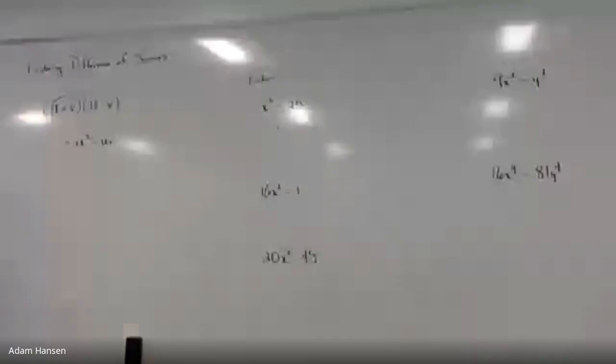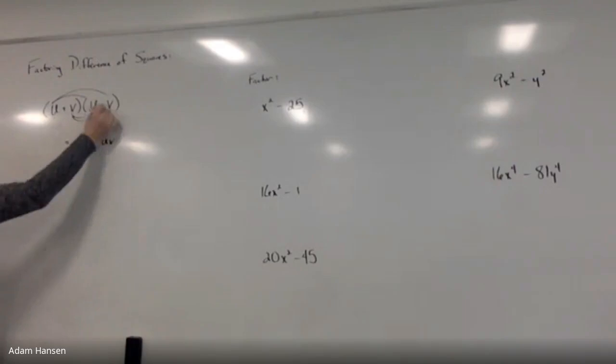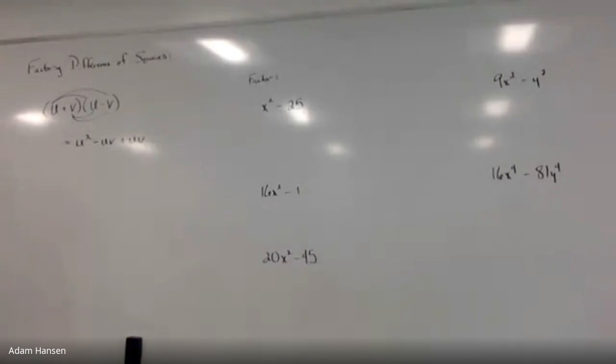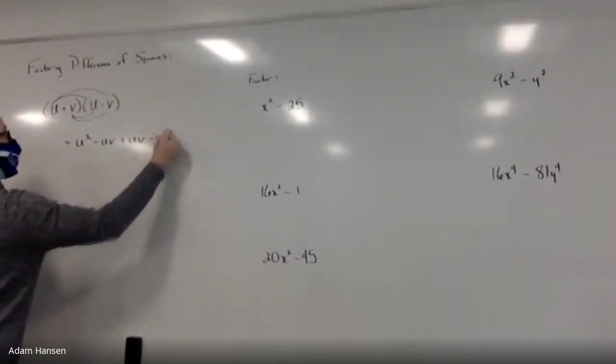I want to kind of work backwards a little bit. I want to see what happens when I take quantity u plus v times another quantity u minus v. So let's just start expanding these out. Take u times u and negative v. What's u times u? Negative v times u is negative uv. Now let's go ahead and distribute the v. V times u and v times negative v. U times v is positive uv. What's v times negative v? Negative v squared.